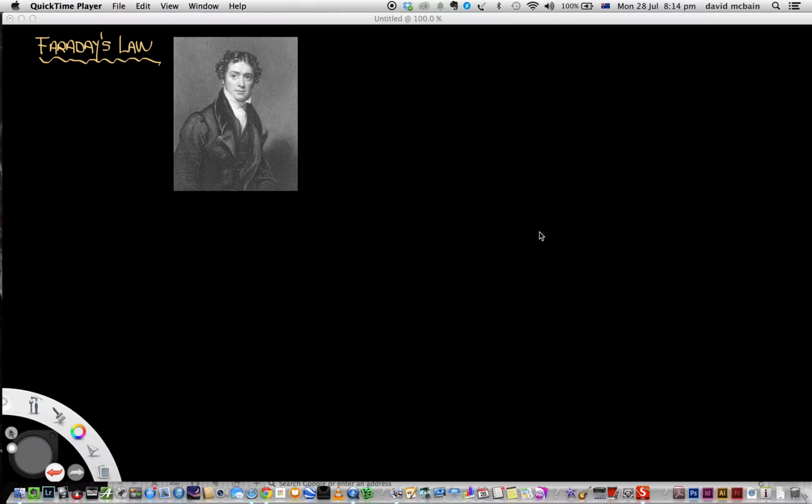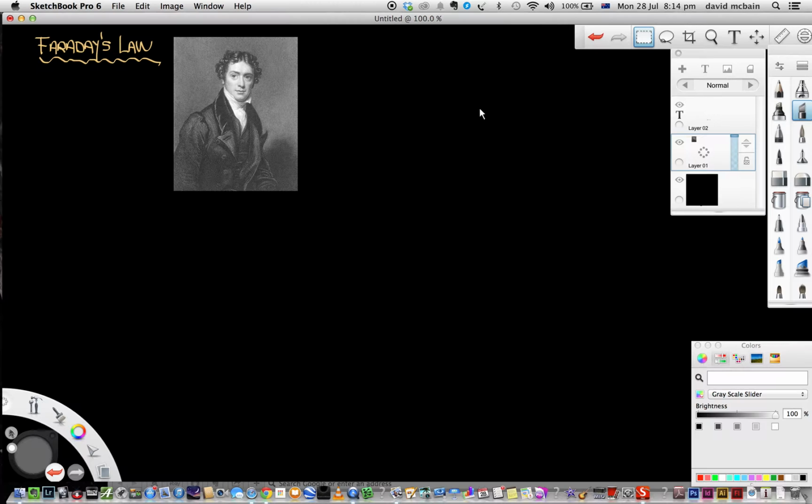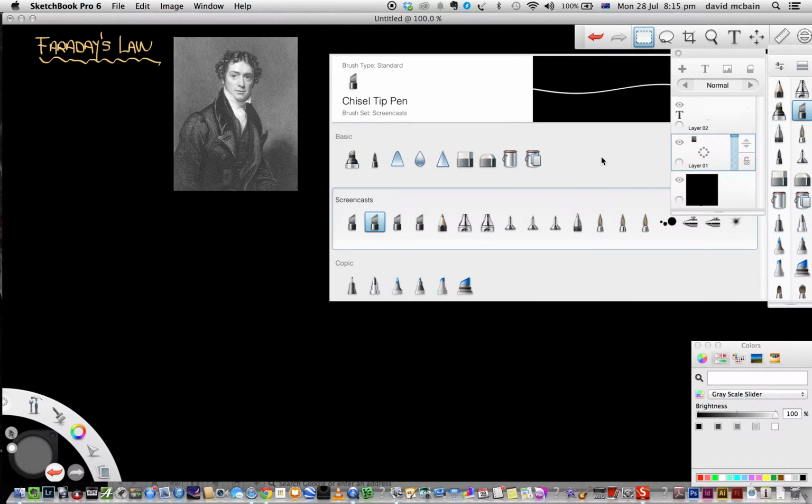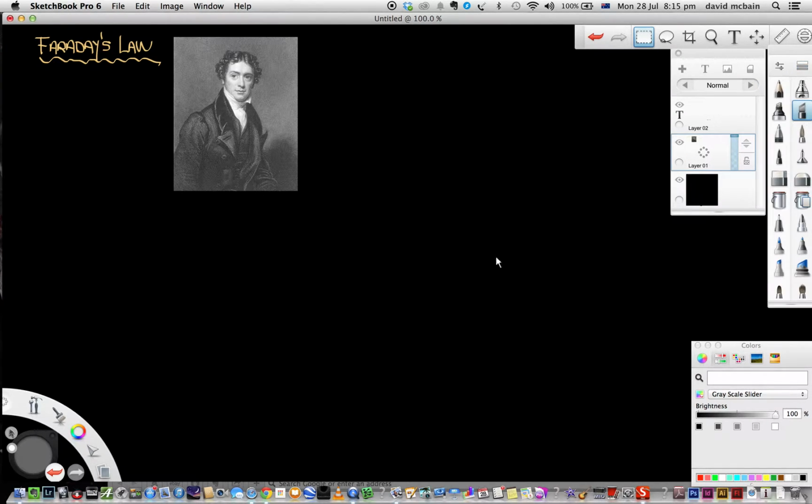So the full law is Faraday's law of electromagnetic induction. And it looks like this.